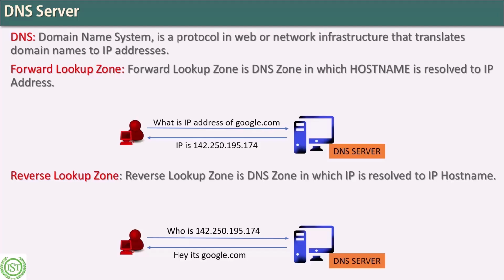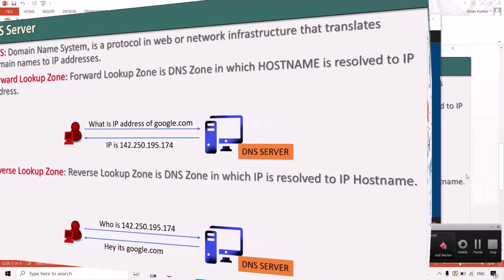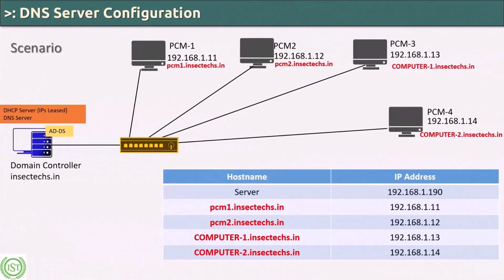DNS server maps FQDN, that is fully qualified domain name, to its IP addresses and stores this mapping information of friendly domain names to IP address in its records, which are also called DNS records, or zone files. So in our lab scenario, we have computer-1.insectechs.in and computer-2.insectechs.in, whose corresponding IP addresses according to this example slide are 192.168.1.13 and 192.168.1.14 respectively. And this mapping information is nothing but configuring your forward lookup zone and reverse lookup zone.